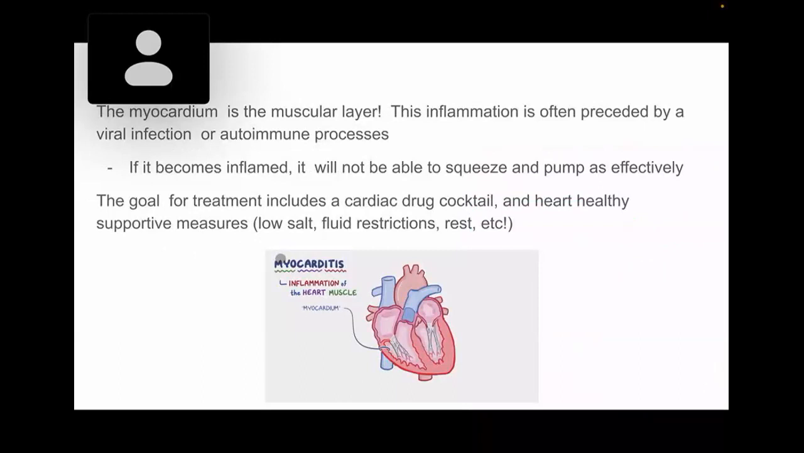Myocarditis, this is inflammation of the muscular tissue. However, our main concern with myocarditis is this can put my patient in acute heart failure. If my muscle is inflamed and swollen, it can't squeeze as effectively. Therefore, with myocarditis, we want to be cognizant of our interventions for a patient with heart failure. It's not important to know what drugs we're going to give them yet. I just called it the cardiac drug cocktail. And heart-healthy supportive measures, which we've learned about: low salt, fluid restrictions, rest, etc.